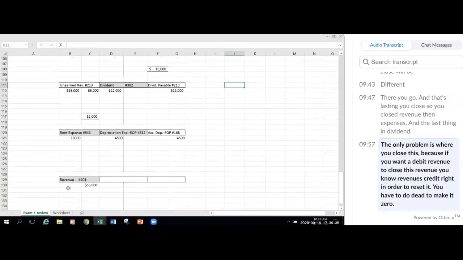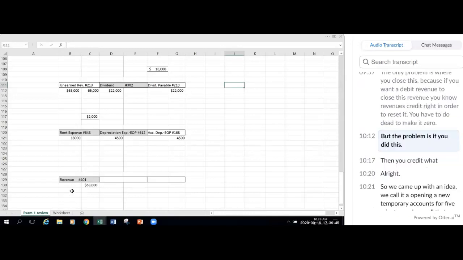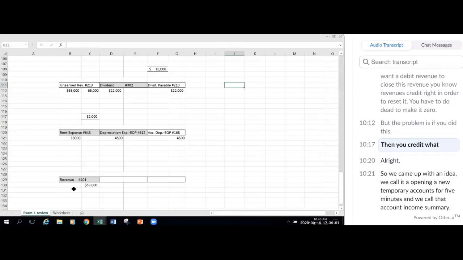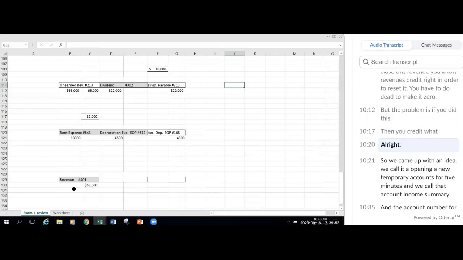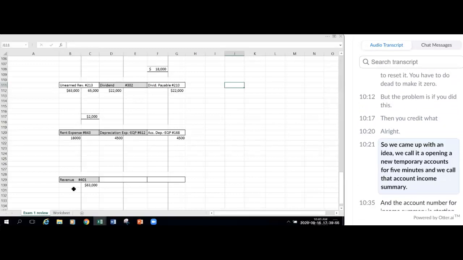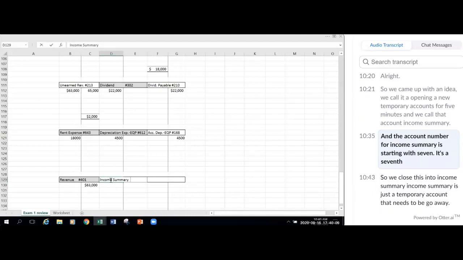Because if you want to close this revenue, you know, revenue is credit, right? In order to reset it, you have to debit it to make it 0. But the problem is if you debit this, then you credit what, right? So we came up with an idea. We call it opening a new temporary account for 5 minutes, and we call that account income summary. And the account number for income summary starts with 7. Let's say 710.